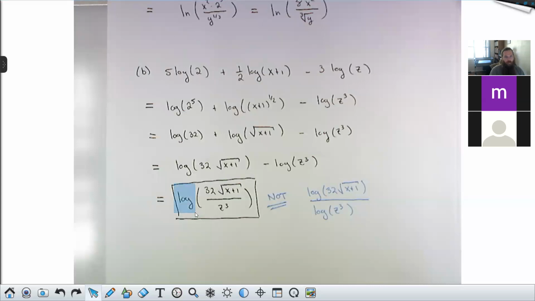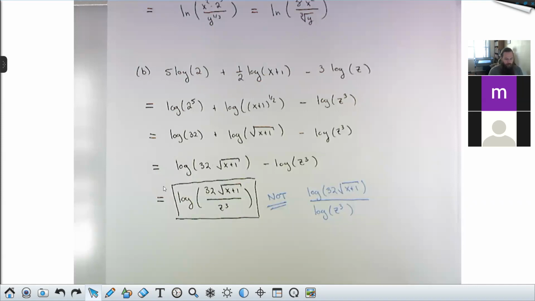So you've got one log, and inside, you've got the two old insides being divided. That is not the same as the log of the first thing divided by the log of the second thing. All right, so again, super common mistake. Please try not to be that person. Make sure you pay attention as you solve these problems. Make sure you're comfy with the difference.